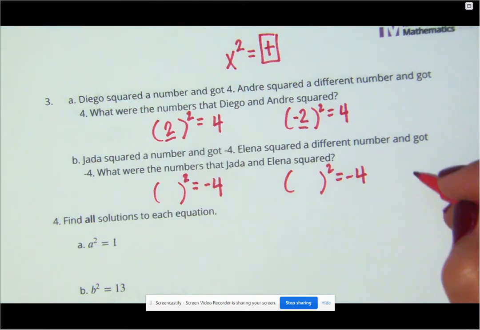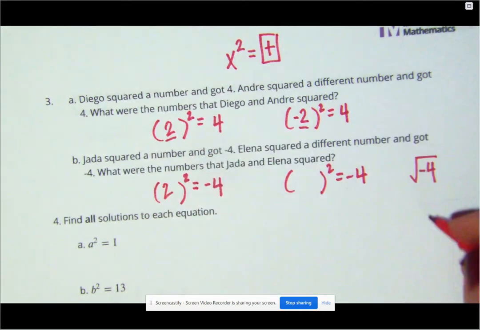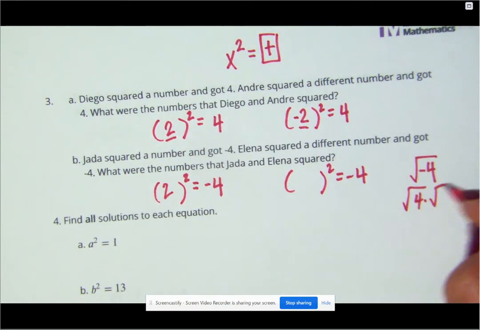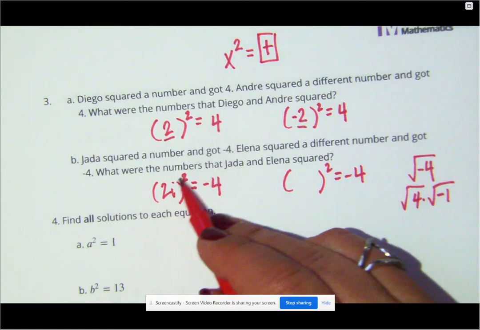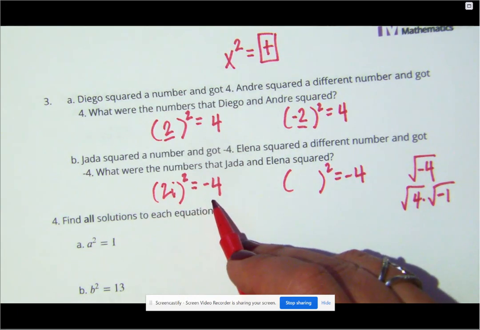Okay, so think about this. What number times itself can make that, or go backwards, right? What's the square root of 4? 2. And that's times the square root of -1, which is just i. 2i squared: 2 squared is 4, i squared is -1. That would make -4.